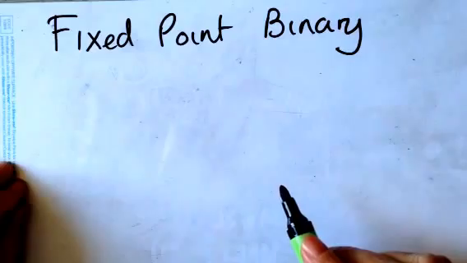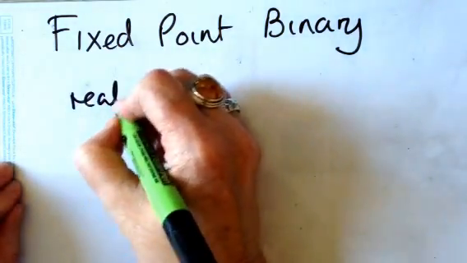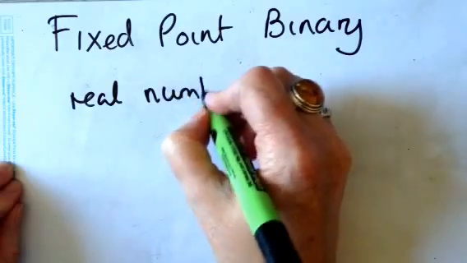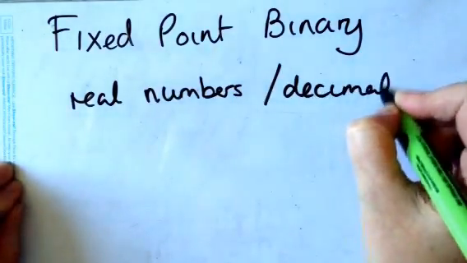Okay, you've been getting used to using binary numbers, but we're going to have a look at something called fixed point binary. Now, fixed point binary is really just when we are dealing with what we call in computing real numbers. And real numbers are really what we would just call decimal numbers.